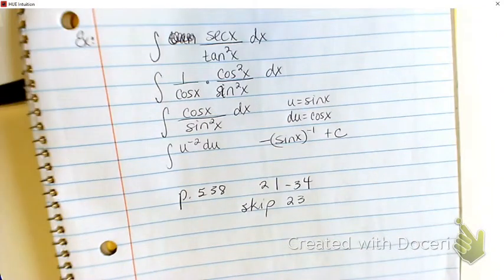Okay, so I want you to do this page. You've already done 28. We did two different ways, so you can totally skip 28. But 23 is the one where secant is raised to a power by itself, and where it's an odd power and there's only a secant. So that's the one that we're going to skip for now and maybe come back to later.